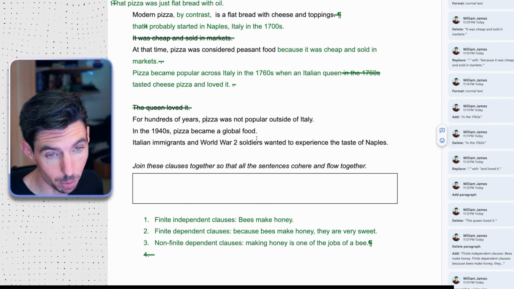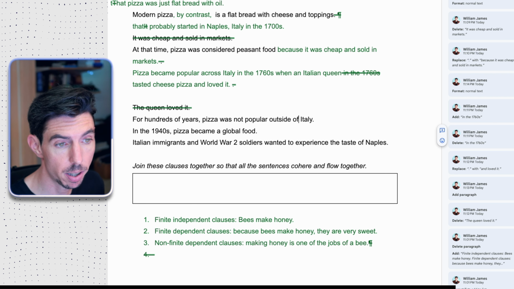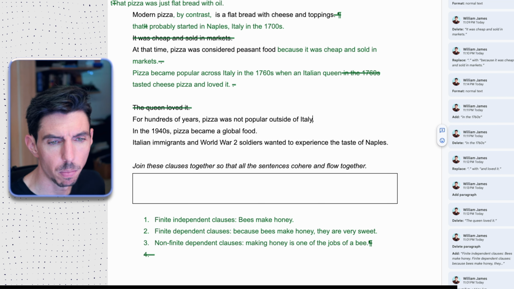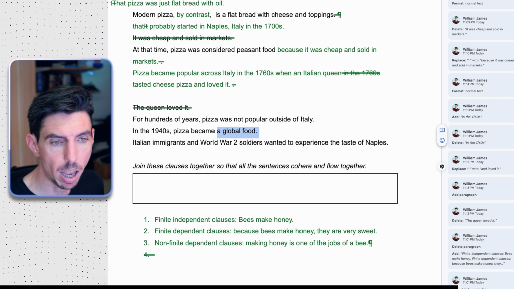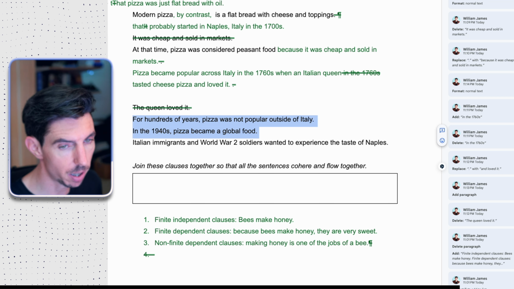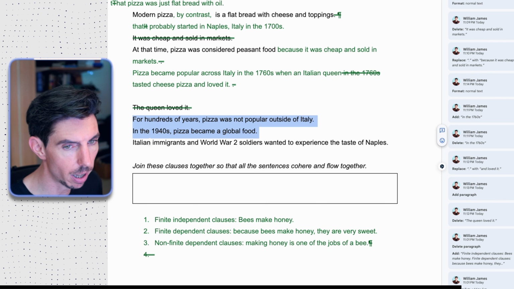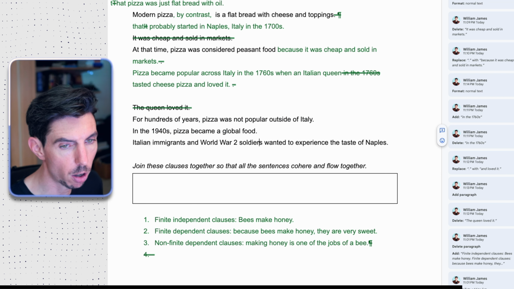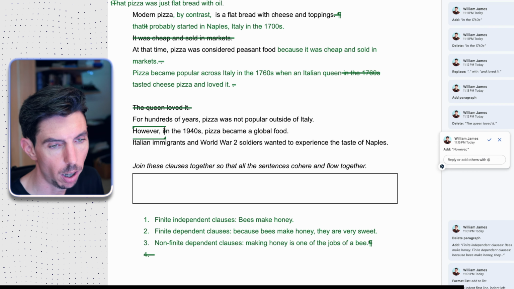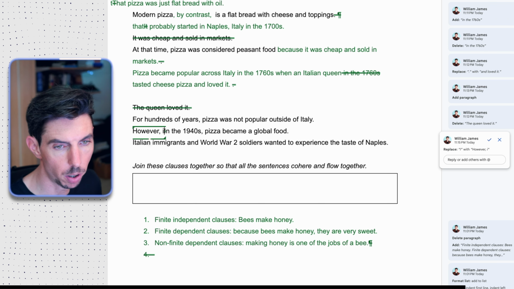Next sentence, beginning with time. This is great. For hundreds of years, pizza was not popular outside of Italy. Okay. And then it became a global food. So what do you think? What's the relationship between these two sentences? We should always try to show the logical relationship among these ideas. And here we have a relationship of contrast. However, in the 1940s, pizza became a global food.